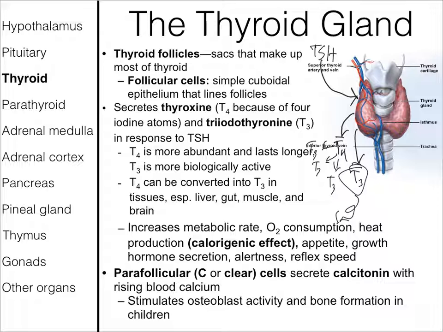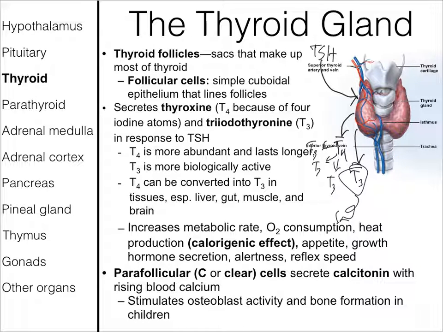So if you're making more energy, you should probably be using it to grow. It's also going to affect alertness. It's going to up the metabolism of the neurons in your brain, which makes you more alert. Increase your reflex speed by upping your alertness, as well as by upping the metabolism in your muscle cells, giving them more energy to respond quicker.